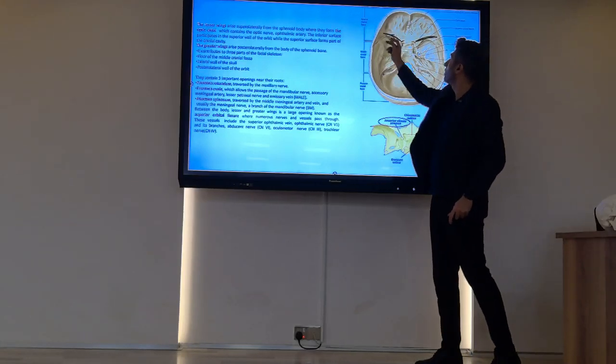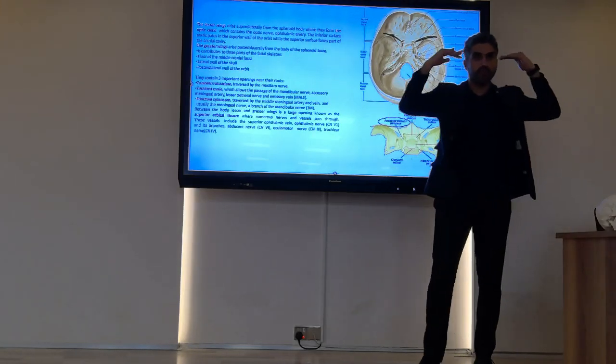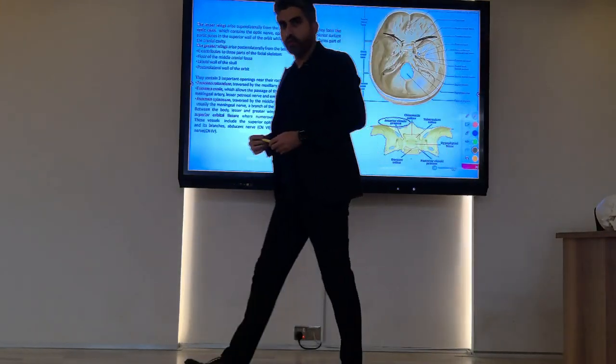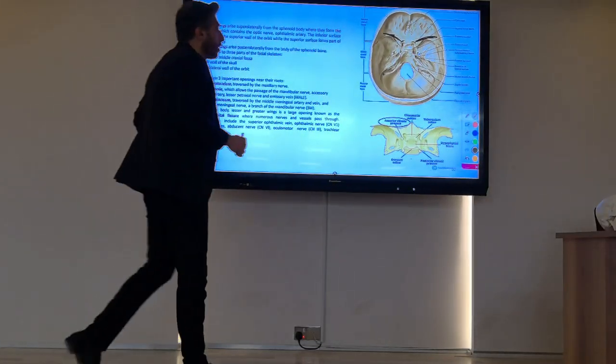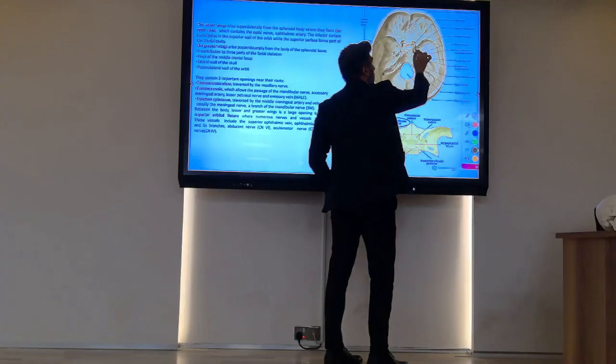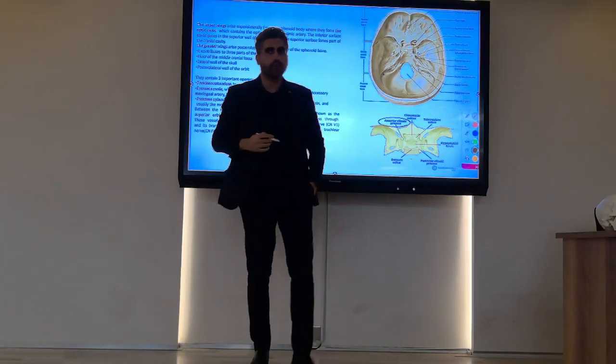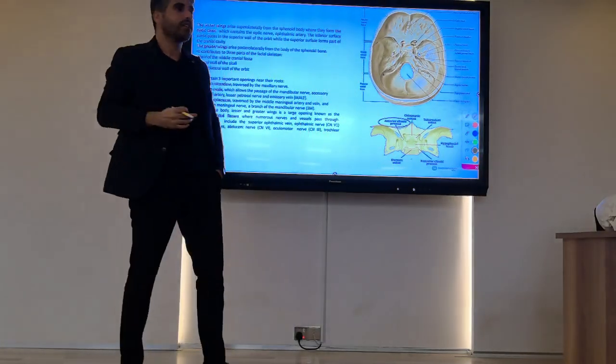Here, roof of the orbital cavity in the most posterior part. Lesser wing. Lesser wing, I told you, also has optic canal. At the beginning of lesser wing, we have optic canal. Greater wing.